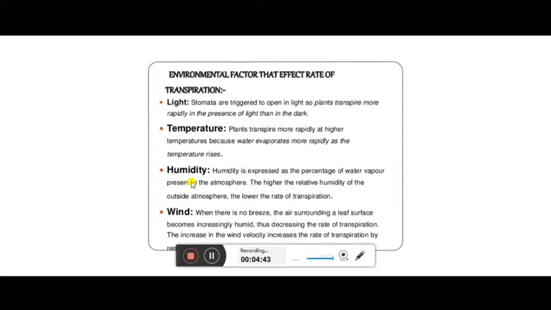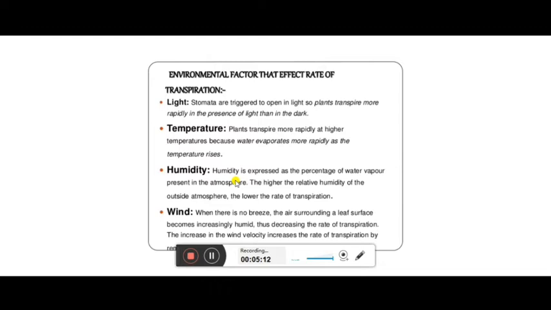Now humidity. If we talk about humidity, what is humidity? Humidity is the amount of water vapor present in the atmosphere. So here, how are humidity and the rate of transpiration related? They are inversely proportional. How? When the humidity increases, the transpiration will be low. When the humidity decreases, that means in dry air, the rate of transpiration will be faster.